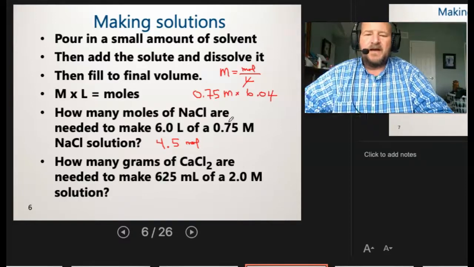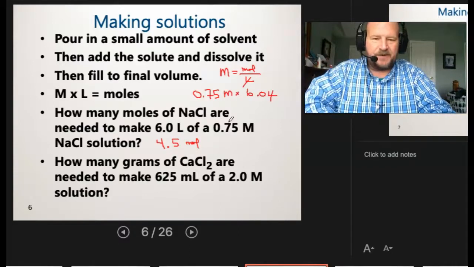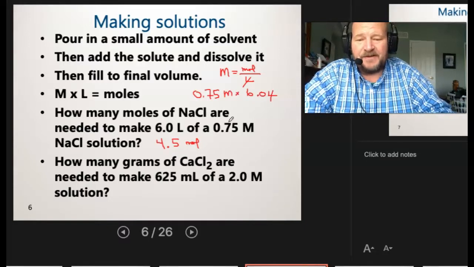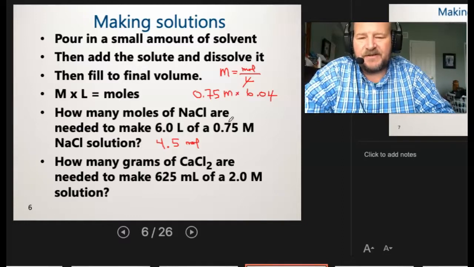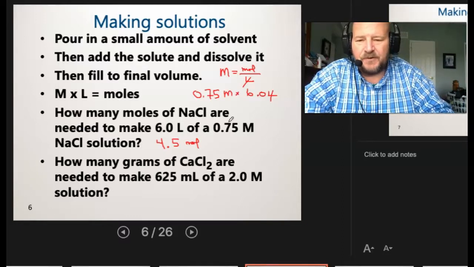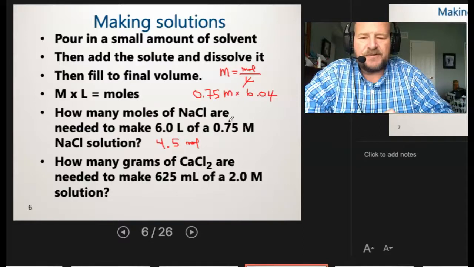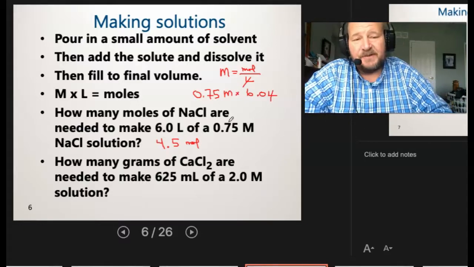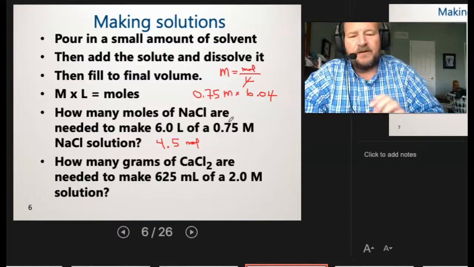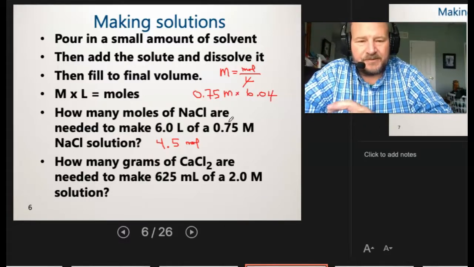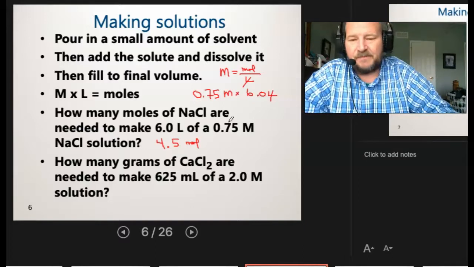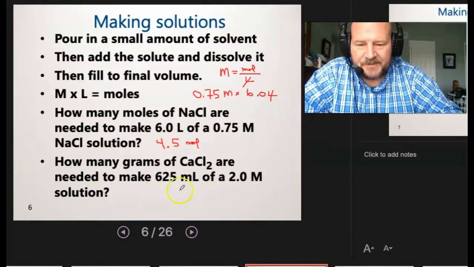All right. Now, typically we don't go around measuring moles though, right? We measure mass. So, how many grams of calcium chloride are needed to make 625 milliliters of a 2.0 molar solution? So again, we have our big M as moles per liter. We can use that to calculate our moles. And then from chapter 6, I think it was, you can go from moles to mass to grams. All right, so it's going to be a couple steps here.